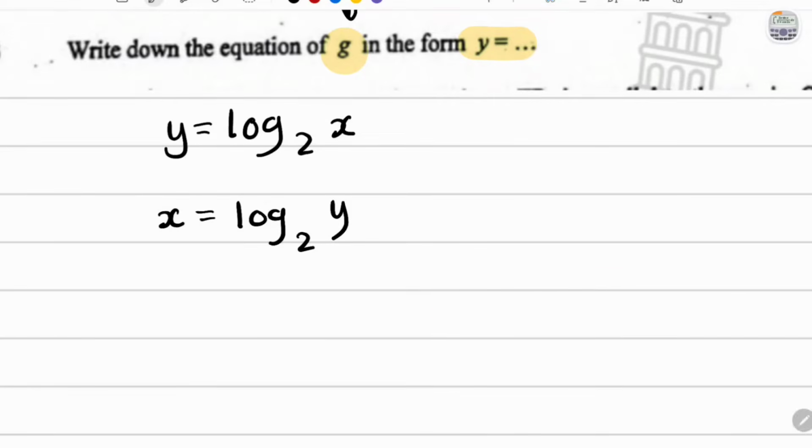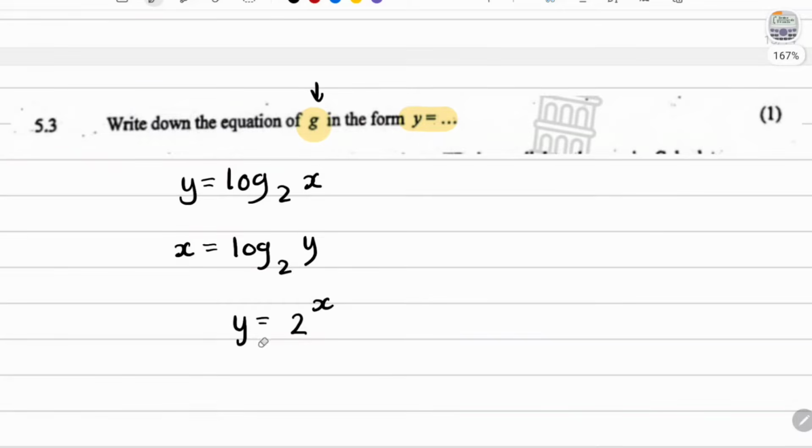That's all. Now, the only way to put y as your subject is to put this back in exponential form. Okay, so I'm going to go ahead and look at where my base is. My base is 2. And remember what the exponent is supposed to be? The number it's equal to, because the log graph always makes the exponent your subject. So we have x there. And then what is it equal to? It's equal to the y. And there we go. That is our equation of g in the form of y is equal to.